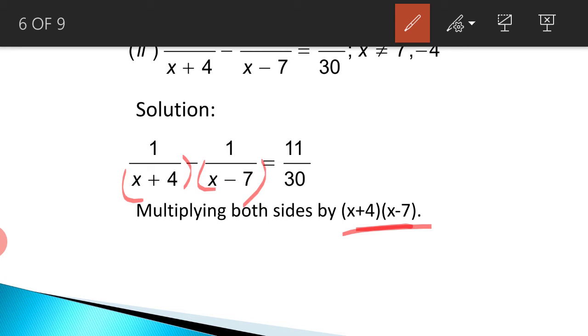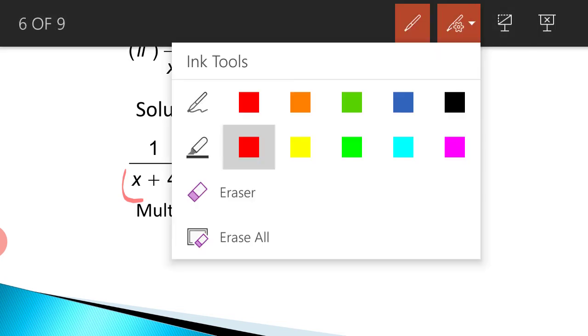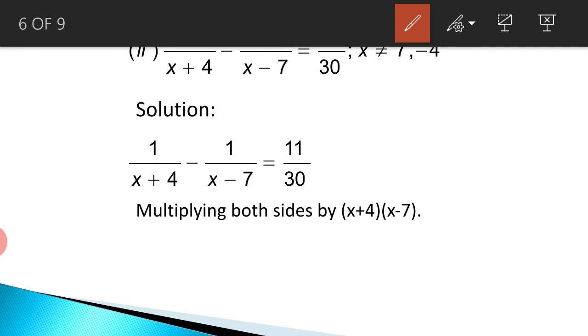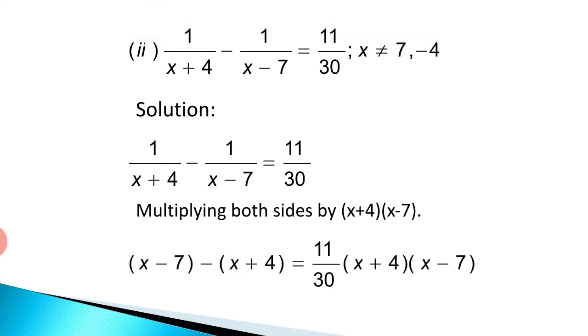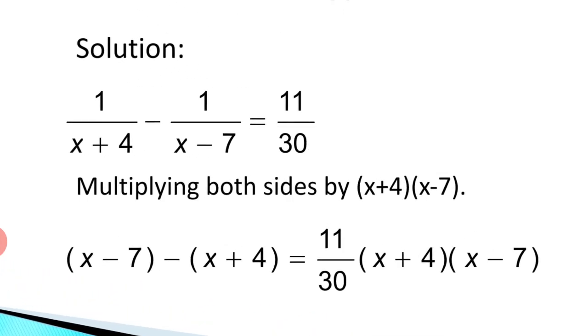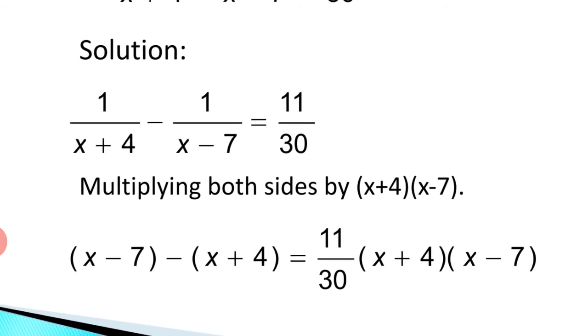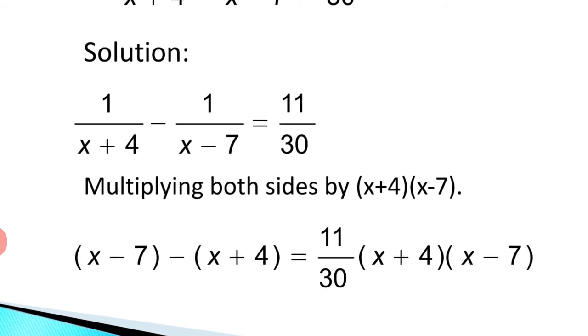So that particular 3 and 4 from the denominator gets cancelled, isn't it? Same thing we are going to do here. Only thing we don't know the number, but instead of numbers now we have expressions. So multiplying both sides by x plus 4 into x minus 7: 1 upon x plus 4 into x plus 4 into x minus 7, what will be left there? x minus 7, because x plus 4 will get cancelled, and from the second term x minus 7 will get cancelled and x plus 4 will be left.